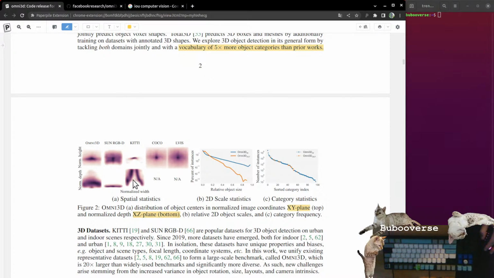This bottom image here, the normalized depth, is showing you the top-down view. You can see in KITTI, because it's a car data set, there's almost never anything directly in front of the car, and then you have stuff on the side, like pedestrians, sidewalks, trees, and so on. In the Sun RGBD indoor data set, there really isn't ever anything that's super far away. Everything is really close to the camera. And COCO and LVIS do not have depth in such a way that you can calculate the XZ plane.